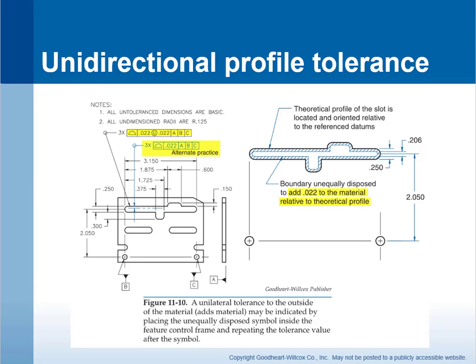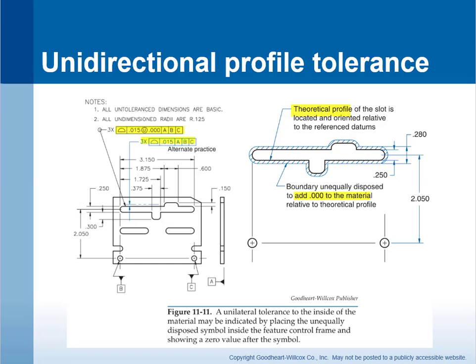Here's another unidirectional here too. Okay, so in this case our tolerance is 15, and then it's a unilateral tolerance, and 0 is the second number here. Now what that means is that if we have our boundary defined by the basic dimensions, our theoretical profile of the slot is located on the outside of that. Okay, so it's unilateral.